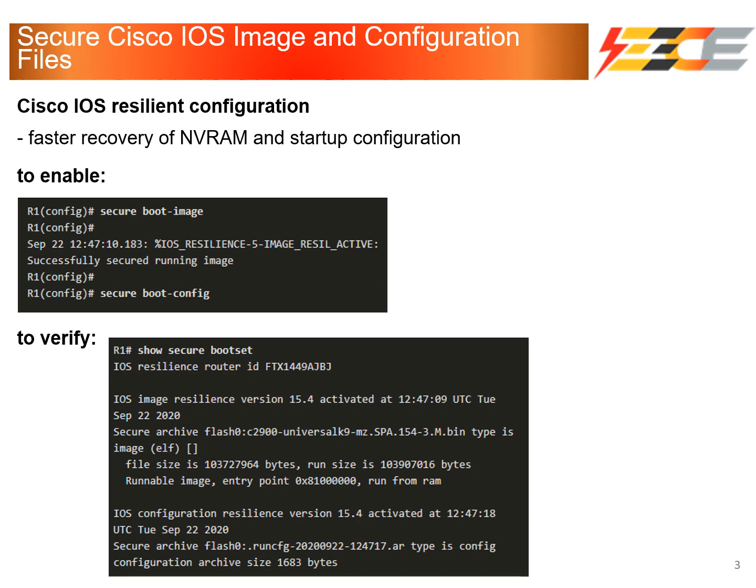Cisco iOS resilient configuration is the faster recovery of NVRAM and startup configuration. So basically, this feature secures a copy of the router iOS image file and running configuration for faster recovery in case someone tries or unintentionally erases the flash memory and startup config. To enable, you just have to type the command secure boot image or secure boot config. And to verify, type the command show secure bootset.